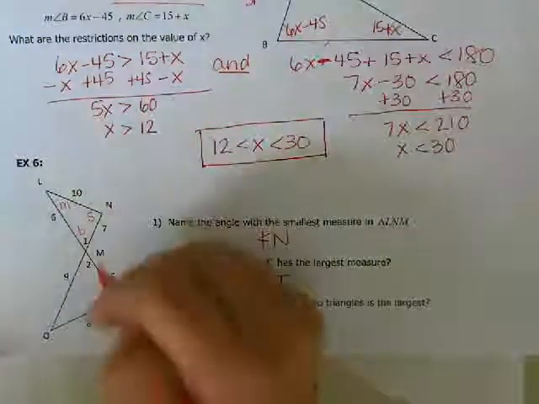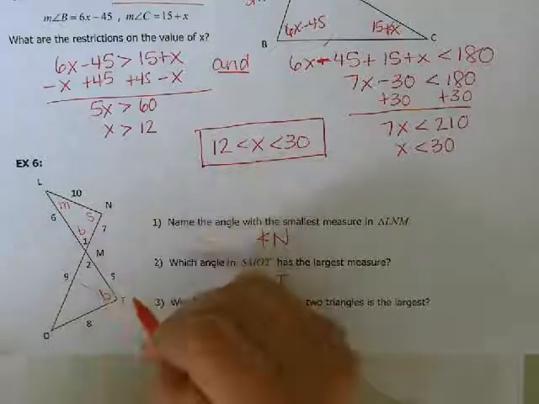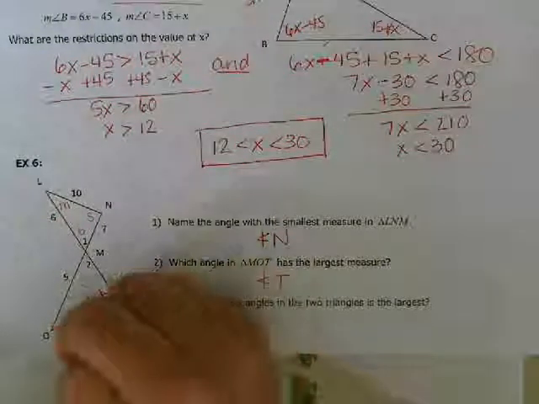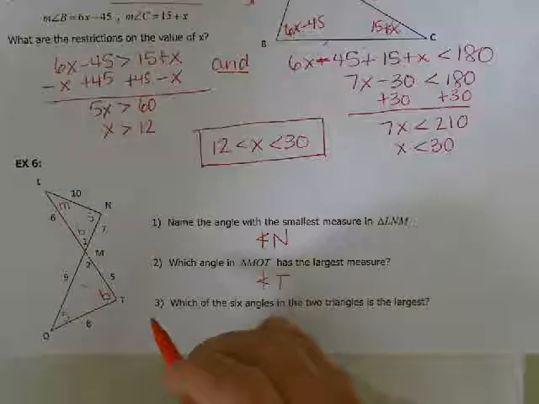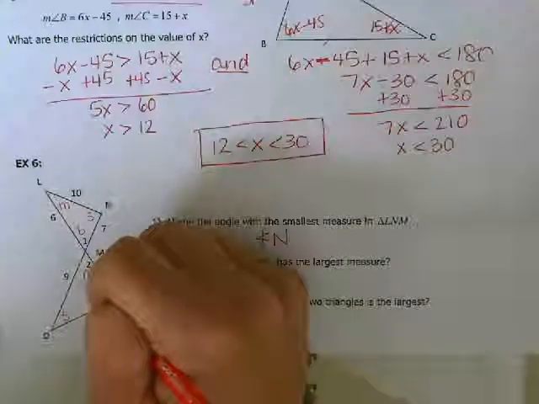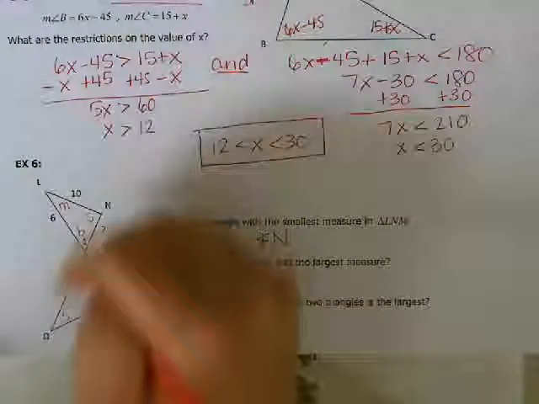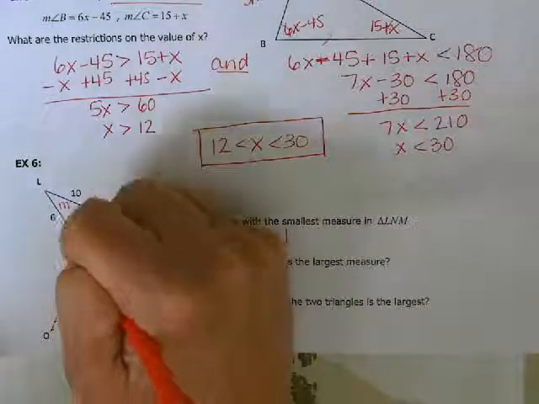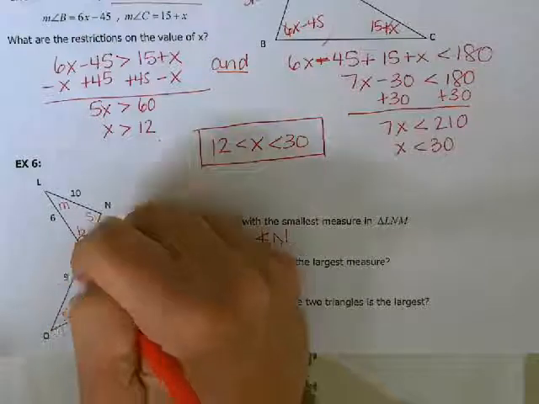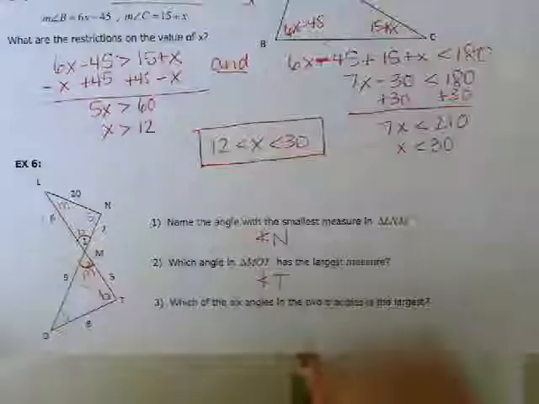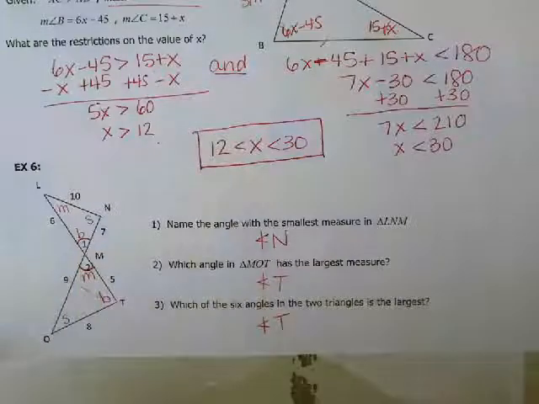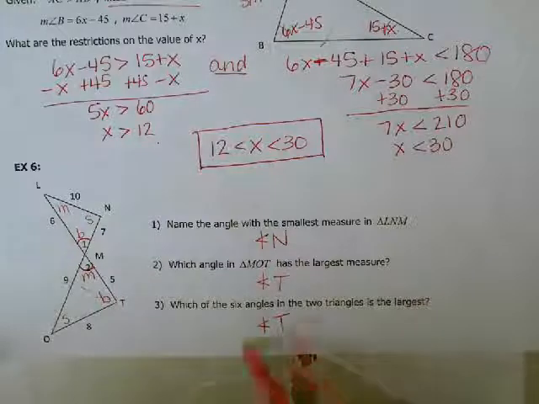And then in the triangle on the bottom, angle T is the biggest angle because it's opposite the biggest side. Angle O is the smallest, and angle 2 is the medium. But because angle 1 and 2 are vertical angles, I know these two are going to have the same measure, but I know that this angle T is bigger than angle 2, and so that makes it also bigger than angle 1. So in the 6 angles in the 2 triangles, angle T is the largest.